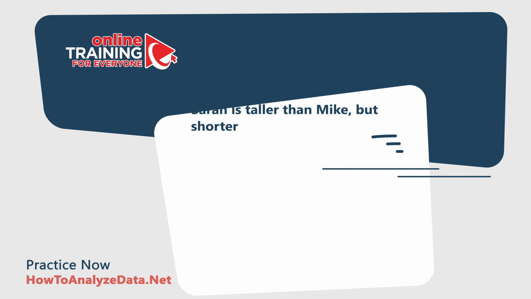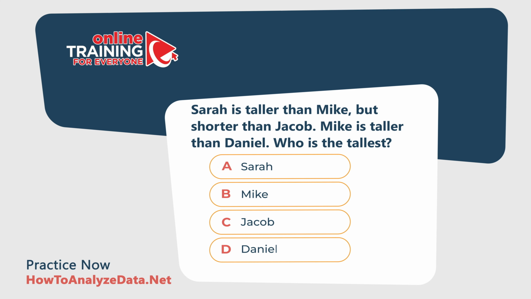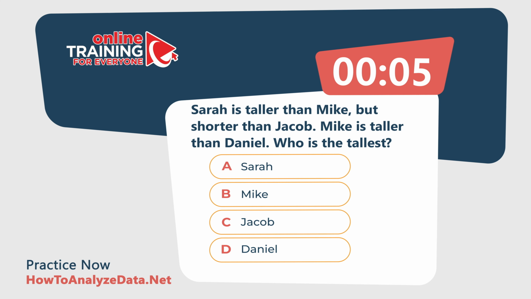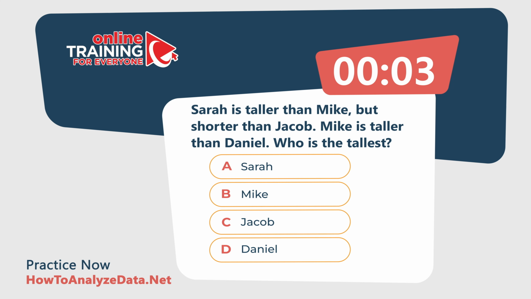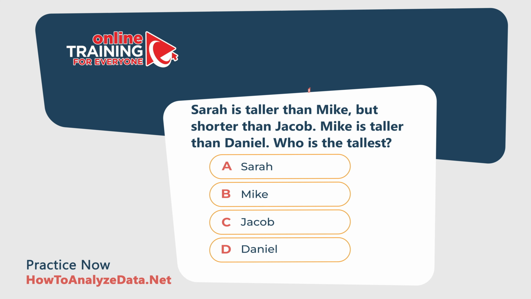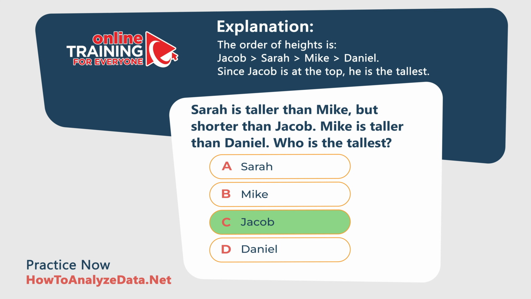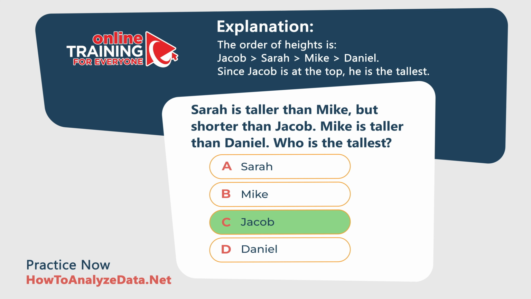Sarah is taller than Mike, but shorter than Jacob. Mike is taller than Daniel. Who is the tallest? A. Sarah, B. Mike, C. Jacob, and D. Daniel. The correct answer is C. Jacob, and here's why. The correct order of the height is Jacob, Sarah, Mike, and Daniel. Since Jacob is at the top, he is the tallest.